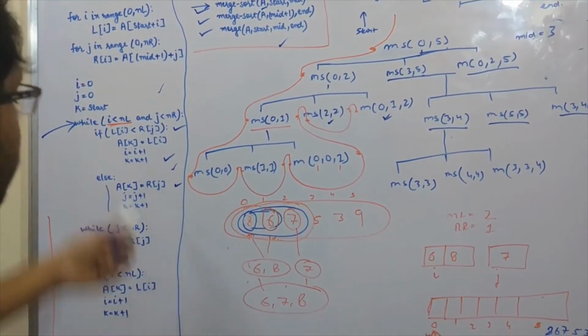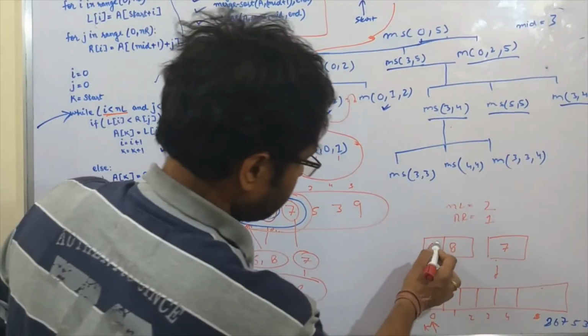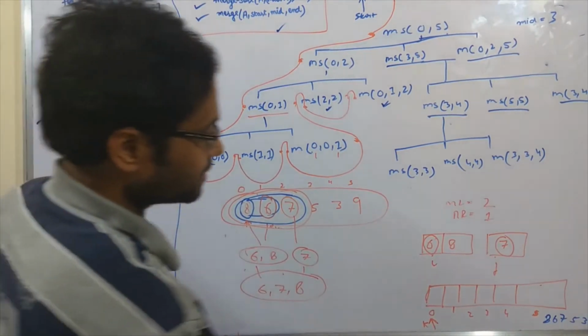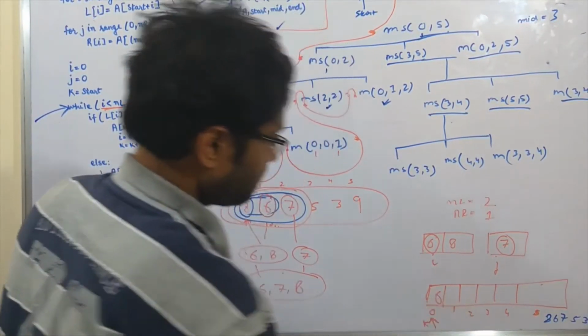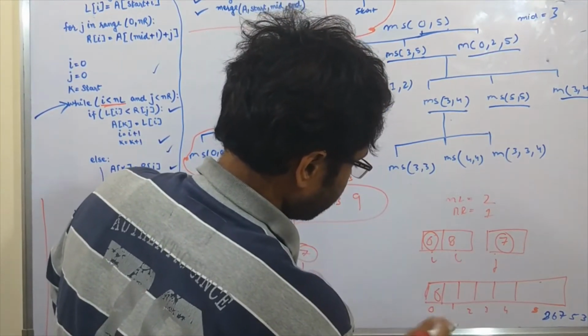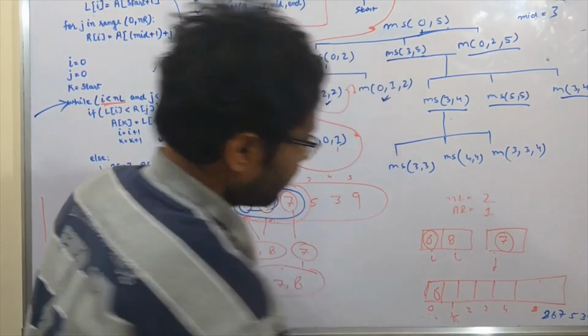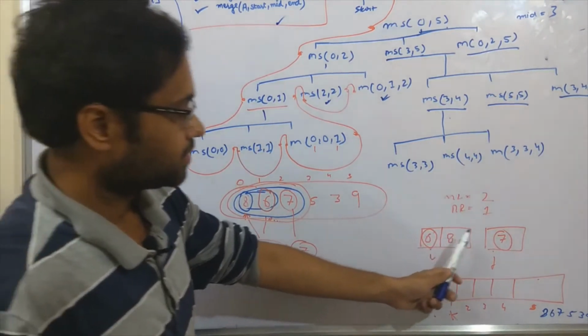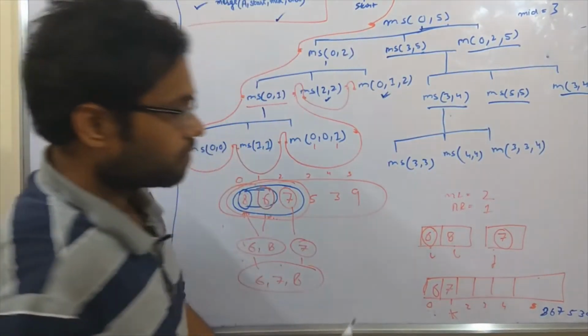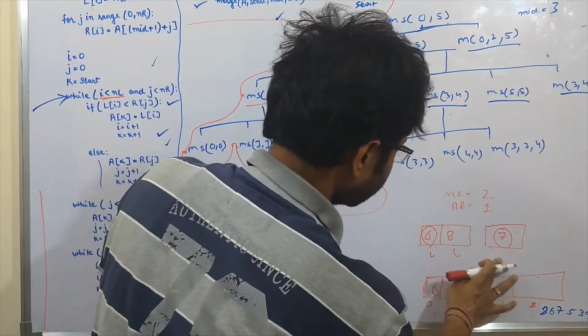So what will this procedure do? It will compare the 6 and 7 elements. What is happening with the 6 and 7 elements? 6 is smaller, so we will put it here. And next, we will increment I and we will increment K. And now what are we comparing? 8 and 7. Which one is smaller? 7 is smaller. And we will increment J.